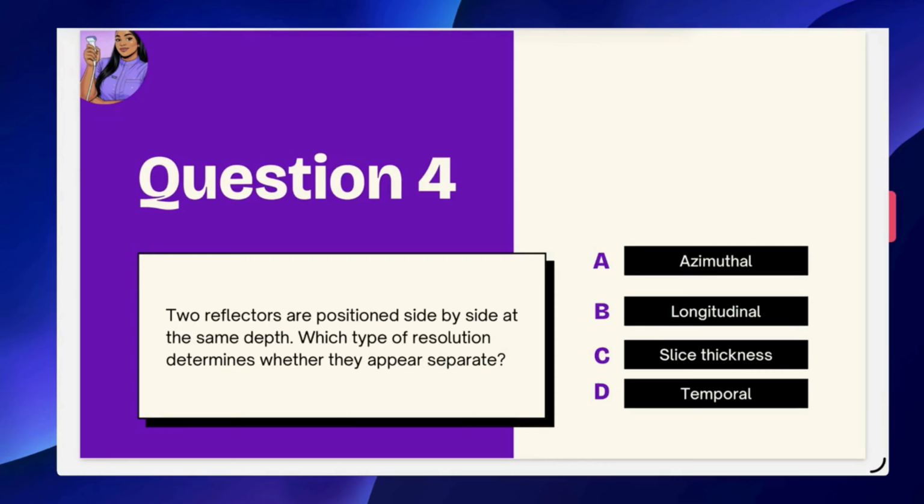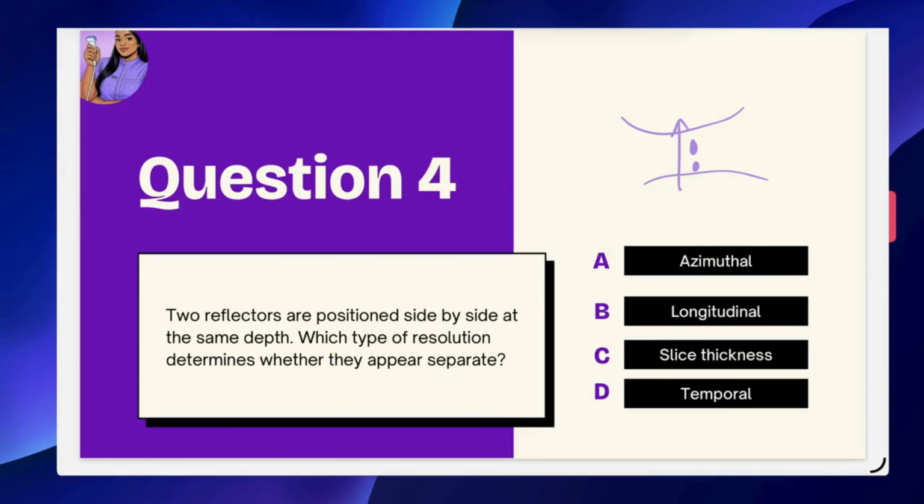All right, let's start talking about it, okay? Question 4 says two reflectors are positioned what? Side by side. Always pay attention to those keywords. We're talking about the system's ability to separate those structures that are side by side. They're next to each other, basically across the sound beam. So again, we're talking about side to side across the sound beam.